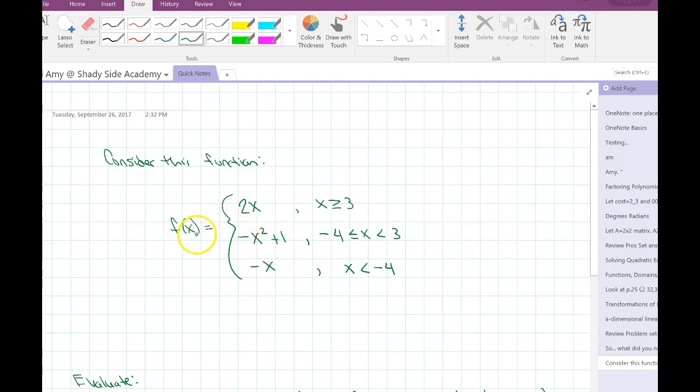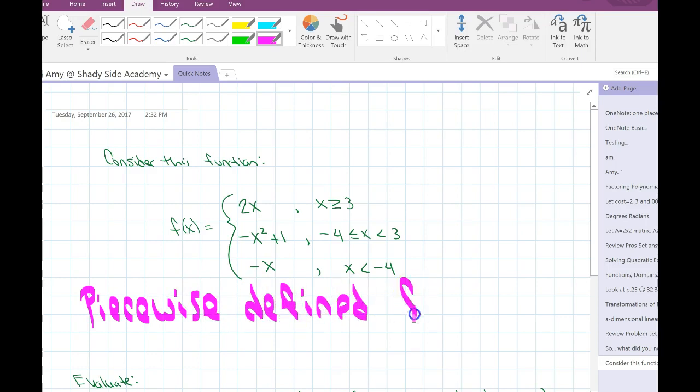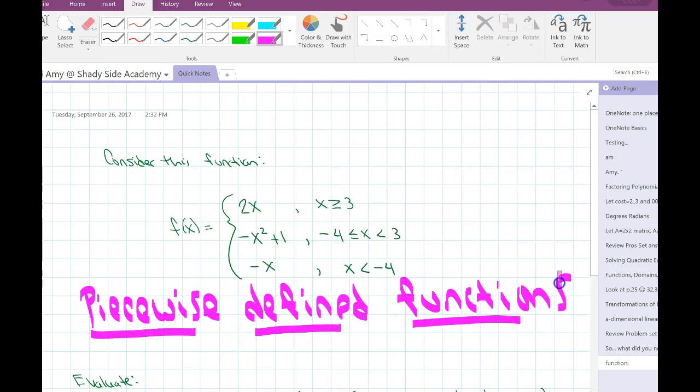Functions like this that are defined in pieces, so to speak, depending on what x value you are concerned with, are called piecewise defined functions. I actually like the phrase piecewise defined functions. They're functions defined in compartmentalized pieces, or different pieces, depending on the domain.